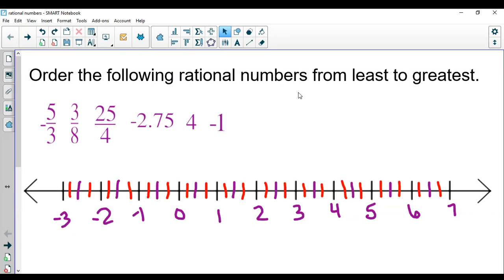Hey everyone, so today we're going to look at ordering rational numbers from least to greatest. The first thing we talk about is what a rational number is. It can be any number that could be written as a fraction. Okay, so -1 I could write as a fraction, -1/1. -2.75 I know is -2 3/4. Any number that can be written as a fraction is a rational number.